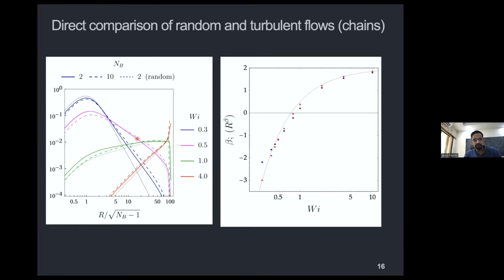So now if I extract these power laws from these PDFs and just plot them versus Weissenberg, this is what we get. So the red markers are from our random flow, and the blue markers are from DNS. And you see this emphasizes what you see here visually, that at small Weissenbergs, the DNS flow stretches out the polymers more. They have power law exponents that are higher at small Weissenberg. Whereas at large Weissenberg, the random flow actually stretches out the polymers more effectively. And the transition happens at the coil-stretch transition.